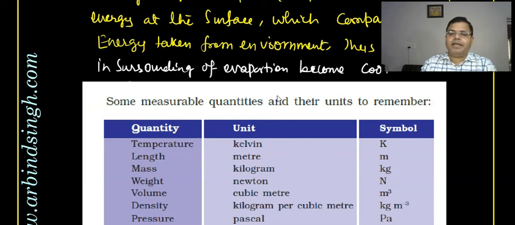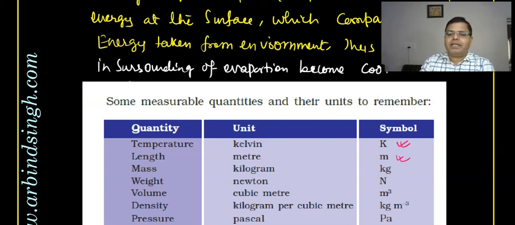Degree centigrade is the unit which is used usually, but the SI unit is Kelvin. So remember, temperature is measured in terms of Kelvin and degree centigrade also, but degree centigrade is not an SI unit. So whenever it is asked what is the SI unit of temperature, you will say that it is Kelvin. Similarly, length is measured in terms of meter, that is the SI unit. SI is the International System of Units, which has been discussed in physics.